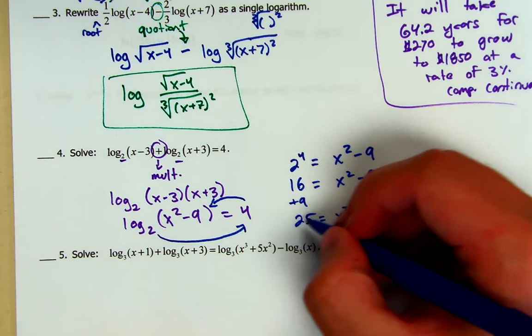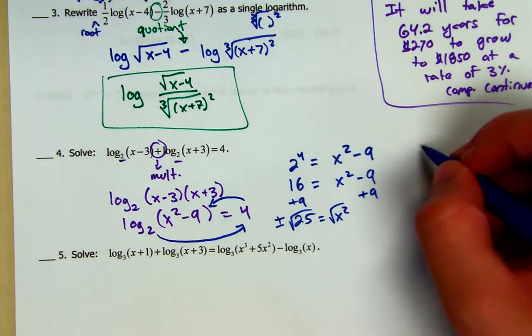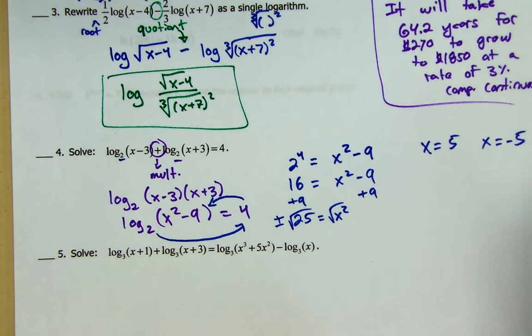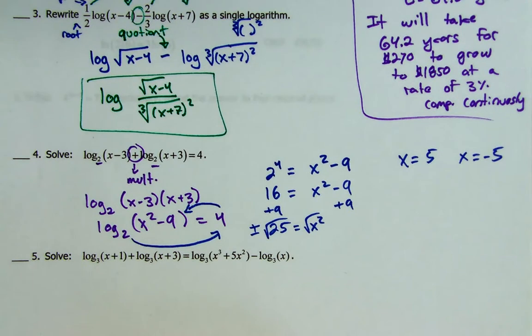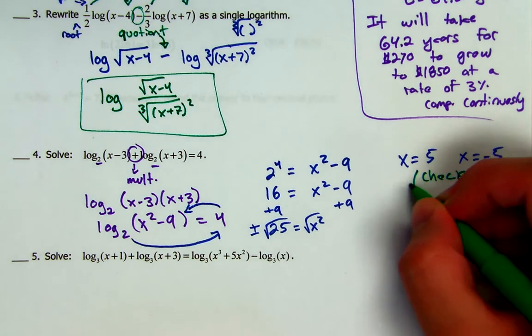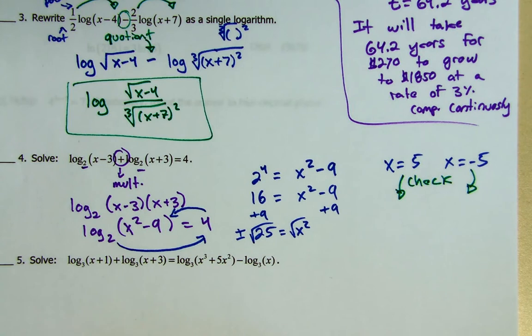Hopefully we realize here to take the square root. What do you have to remember? Plus or minus. So x equals 5. X equals negative 5. Now don't forget to check. We cannot have a negative log, so make sure you check these.